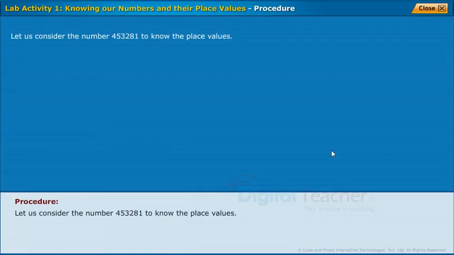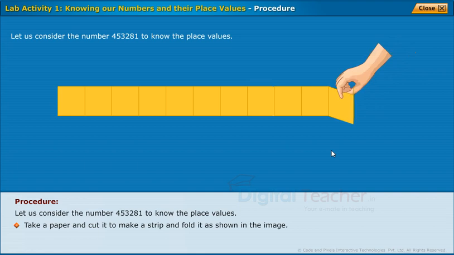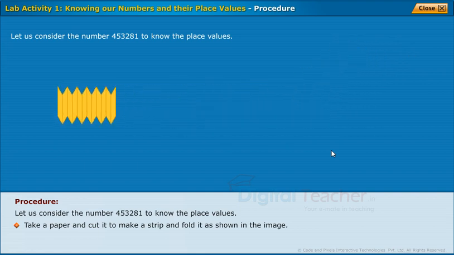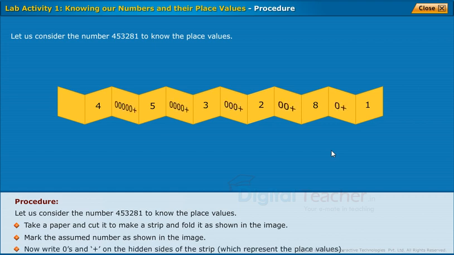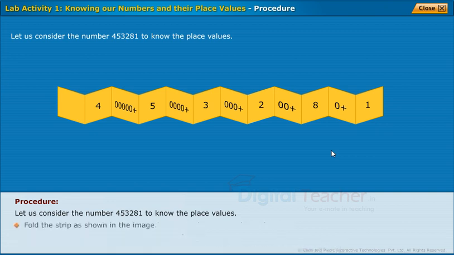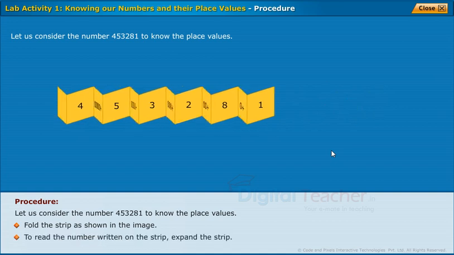Let us consider the number 4, 5, 3, 2, 8, 1 to know the place values. Take a paper and cut it to make a strip and fold it as shown in the image. Mark the assumed number as shown in the image. Now, write zeros and plus on the hidden sides of the strip, which represent the place values. Fold the strip as shown in the image. To read the number written on the strip, expand the strip.